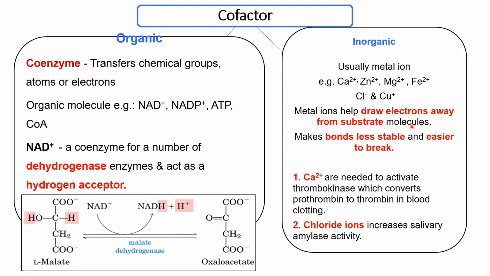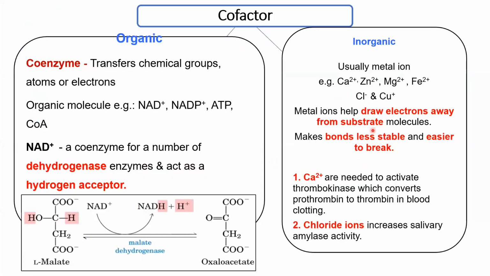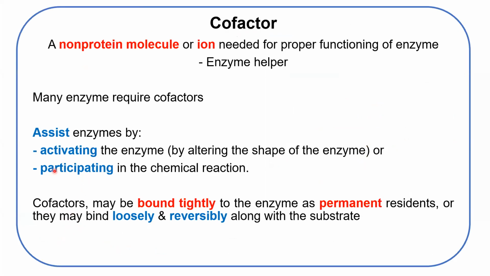As you know, the function of electrons within an atom of a molecule is that they are involved in the formation of covalent bonds within that molecule. So when the ion pulls away the electron, it causes the bond within the molecule to be less stable and easier to break. So if you look at this statement, it also participates in the chemical reaction by drawing electrons away from the substrate, taking away hydrogen atoms from the substrate. So that is how the cofactor participates in the chemical reaction.